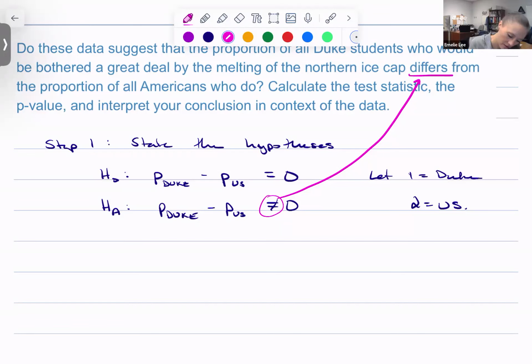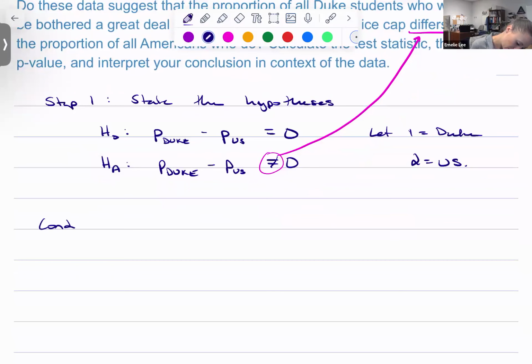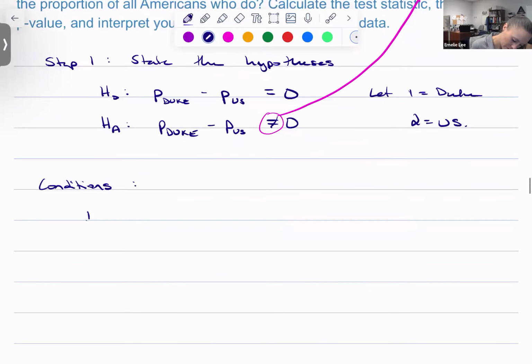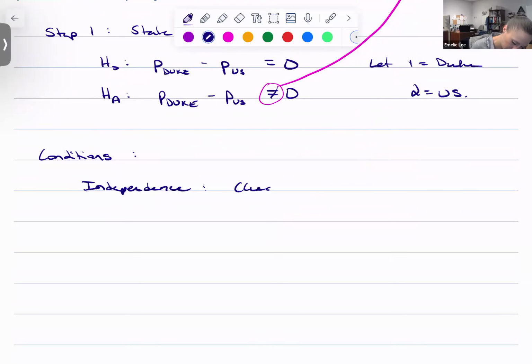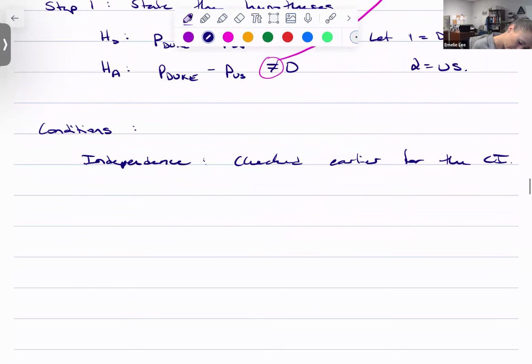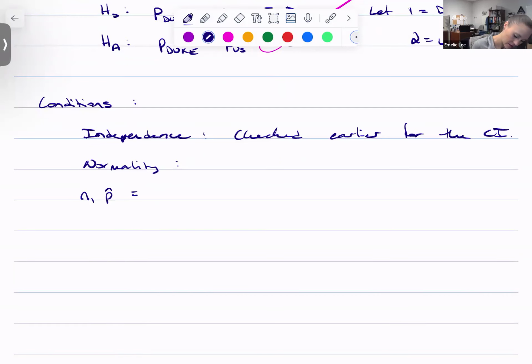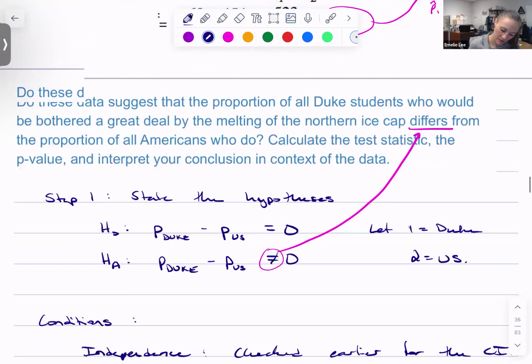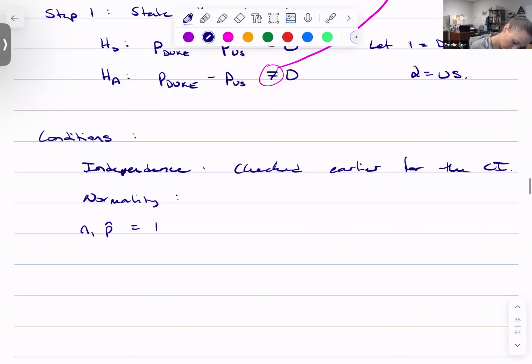Good. So now the conditions that we're going to check, the independence conditions we've already checked earlier for the confidence interval. And so I'm going to focus on the normality condition. I want N1 times P hat, which is 105 times 0.666, which is 69.93, which is greater than or equal to 10. That's good.